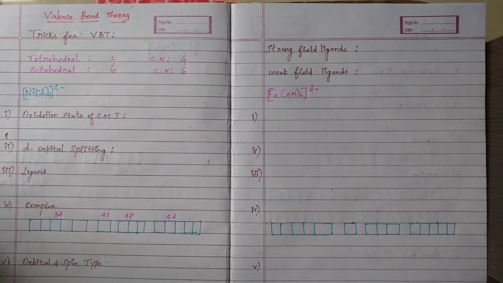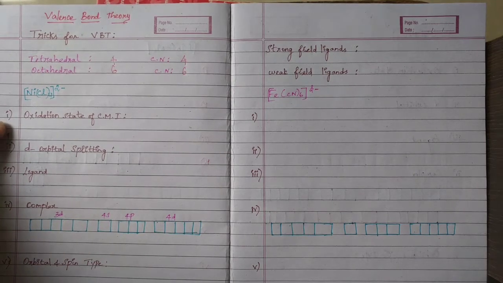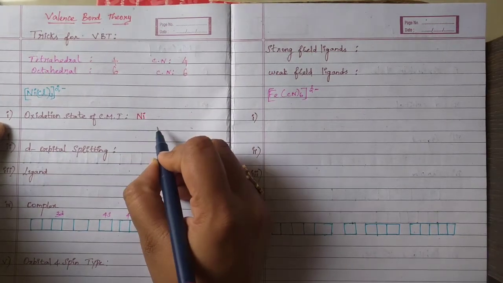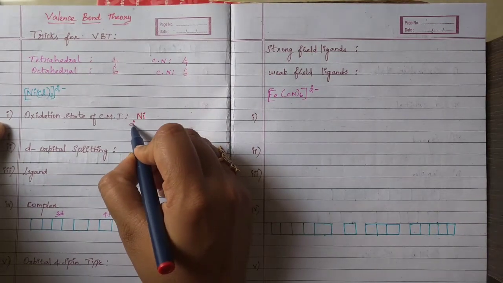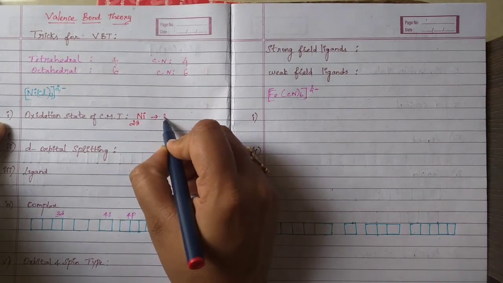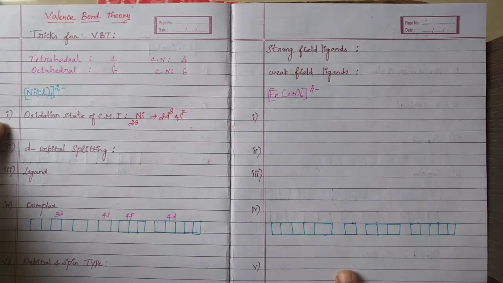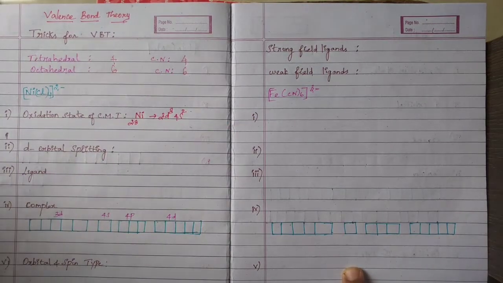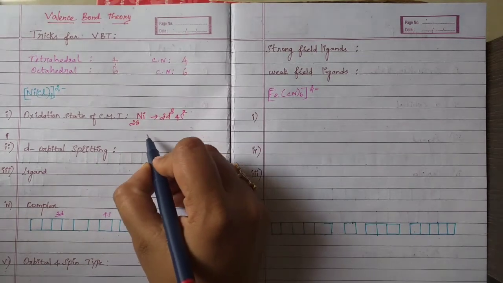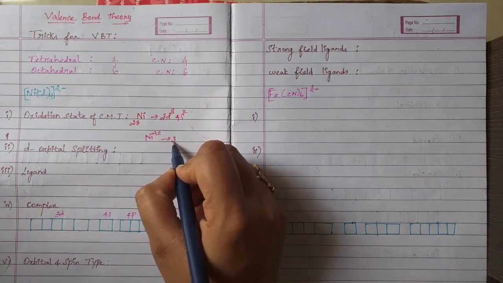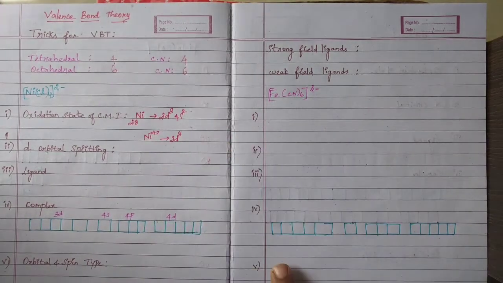See here, oxidation state of the central metal ion, first point. So first you have to write the atom, nickel atom. Its atomic number is 28. So the configuration is 3d8 4s2. But the metal ion is involved in the complex formation, not metal atoms. So here the metal ion is nickel plus 2. So nickel plus 2 is 3d8.